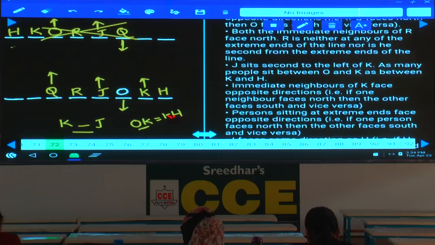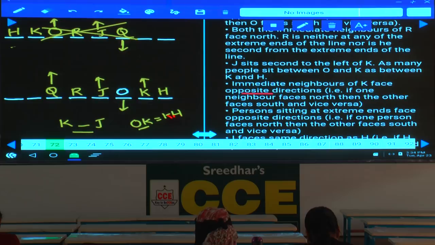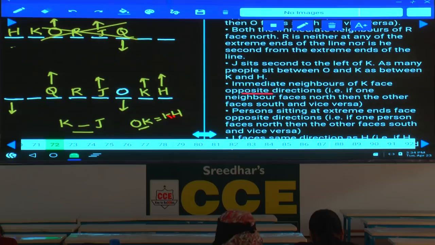And immediate neighbors of K face opposite directions. Immediate neighbors of K are O and H. These two persons face opposite directions. O is facing south, hence H must be towards north. Immediate neighbors of K are facing opposite directions. And persons sitting at the extreme ends face opposite directions. One of the extreme ends is H facing north. The other person is at this corner. That person must be towards south. Persons sitting at the extreme ends face opposite directions.